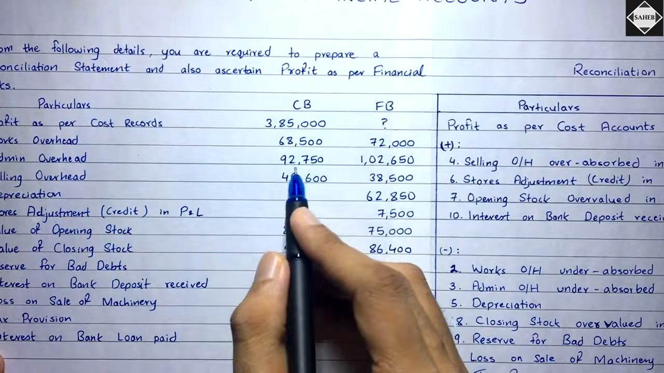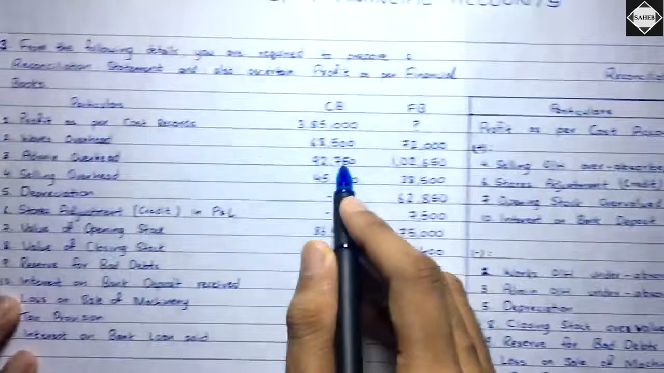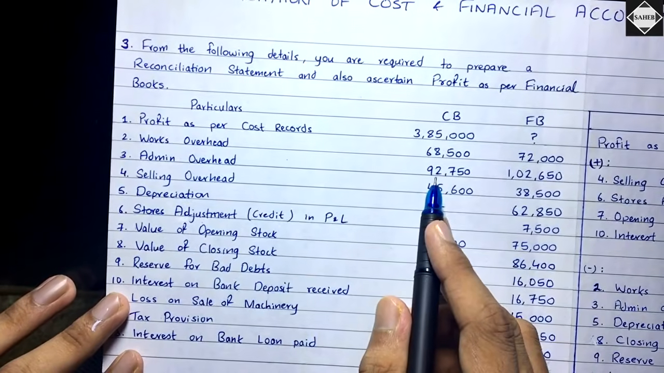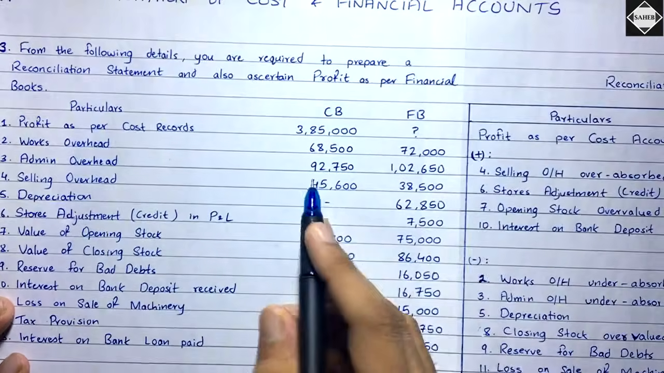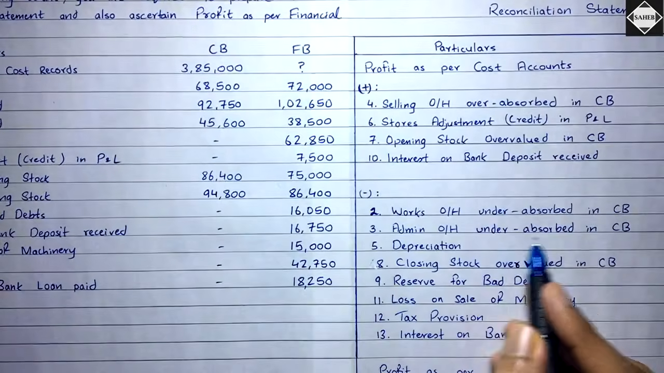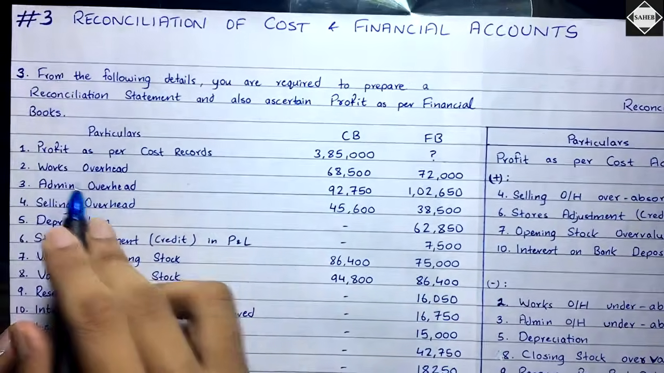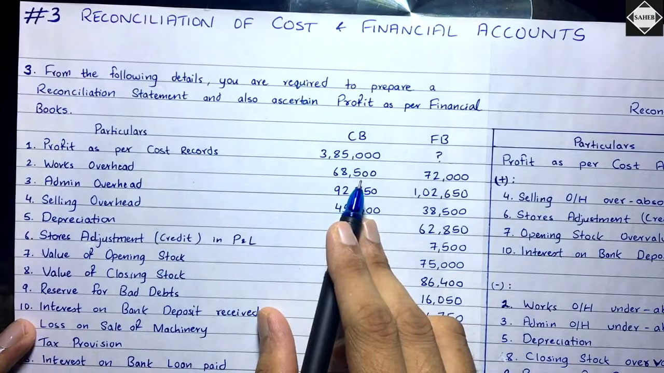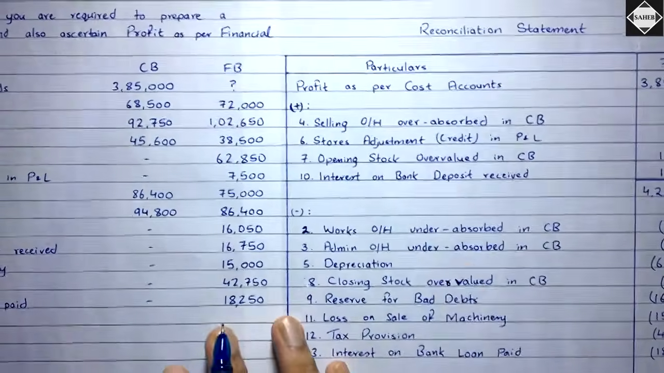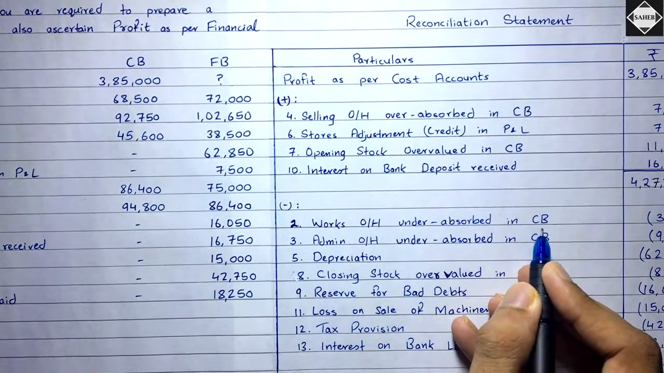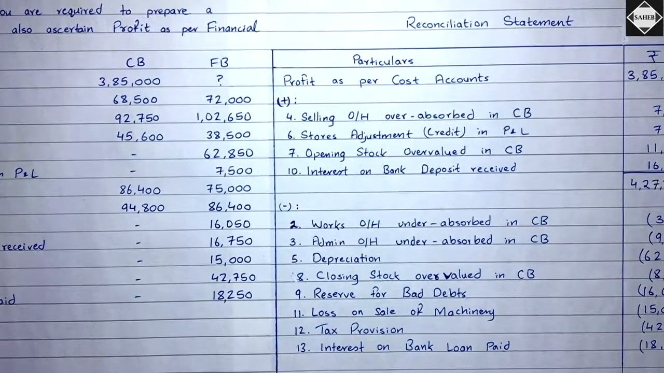See here, in costing books, admin overhead was recorded at 92,750. So that means it was under absorbed. So that's what I have written. It's just English. It's simple. See here, works overhead 68,500. It has been recorded less. So that's why I have written under absorbed in costing books. CB means costing books. That's just English.